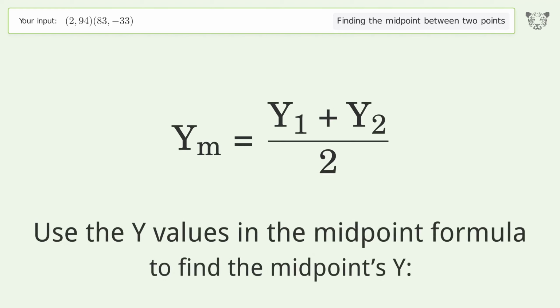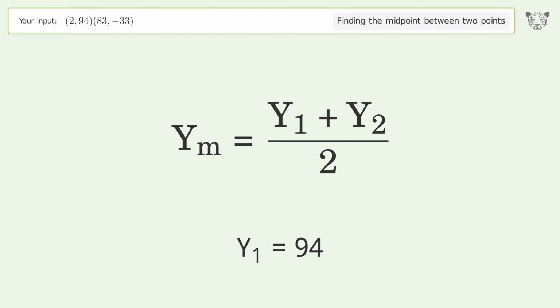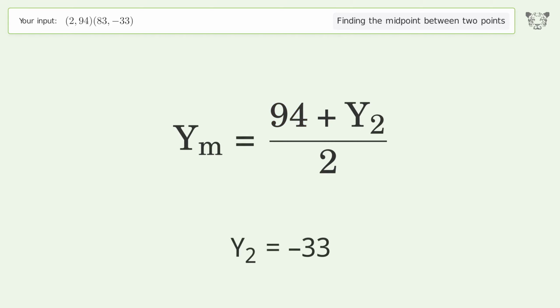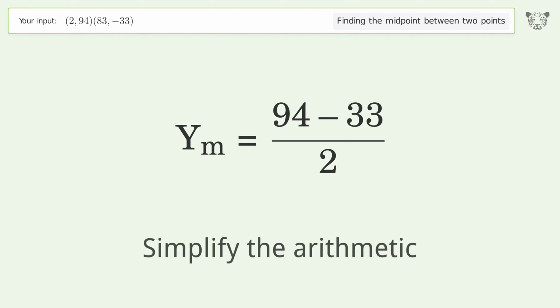Use the y values in the midpoint formula to find the midpoint's y. y1 equals 94. y2 equals negative 33. Simplify the arithmetic.